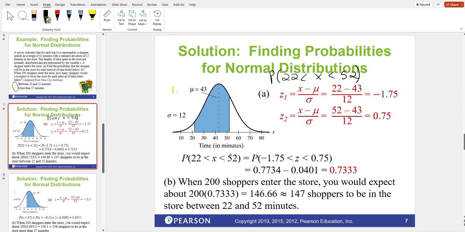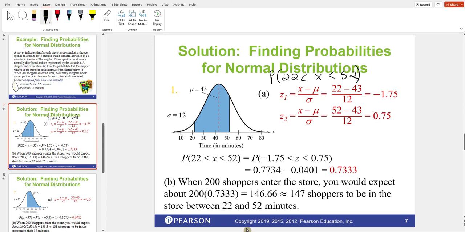So we went from X being between 22 and 52. We converted those to Z-scores. The Z-score is now between negative 1.75 and 0.75. The corresponding areas will be 0.7734 minus 0.0401. We get 0.7333. So that would be the answer.